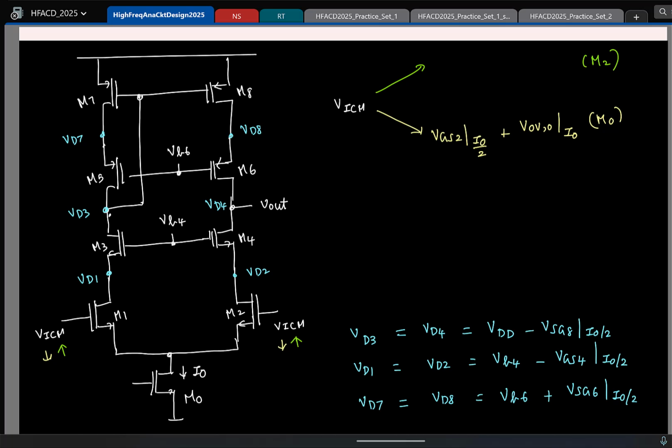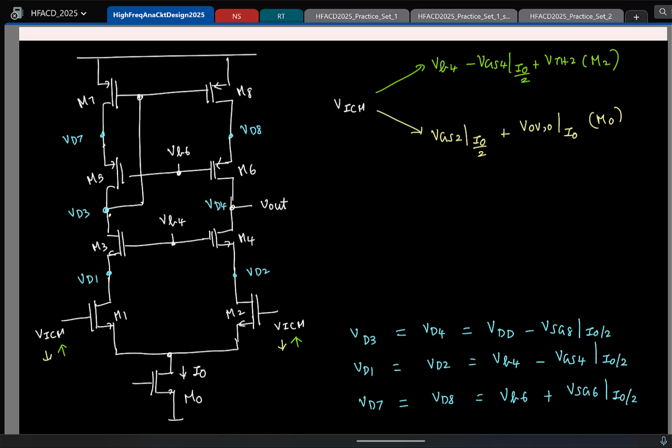Fine. And what is the maximum the gate can go? One threshold above the drain voltage. So this is the drain voltage of M1 or M2 plus a threshold. I already know what is the drain voltage. So this voltage plus a threshold. Okay. So I'll directly write it. So I already know the drain voltage, that is VB4 minus VGS4. So VB4 minus VGS4 at a current of I0 by 2 plus a threshold voltage of M2. Okay.